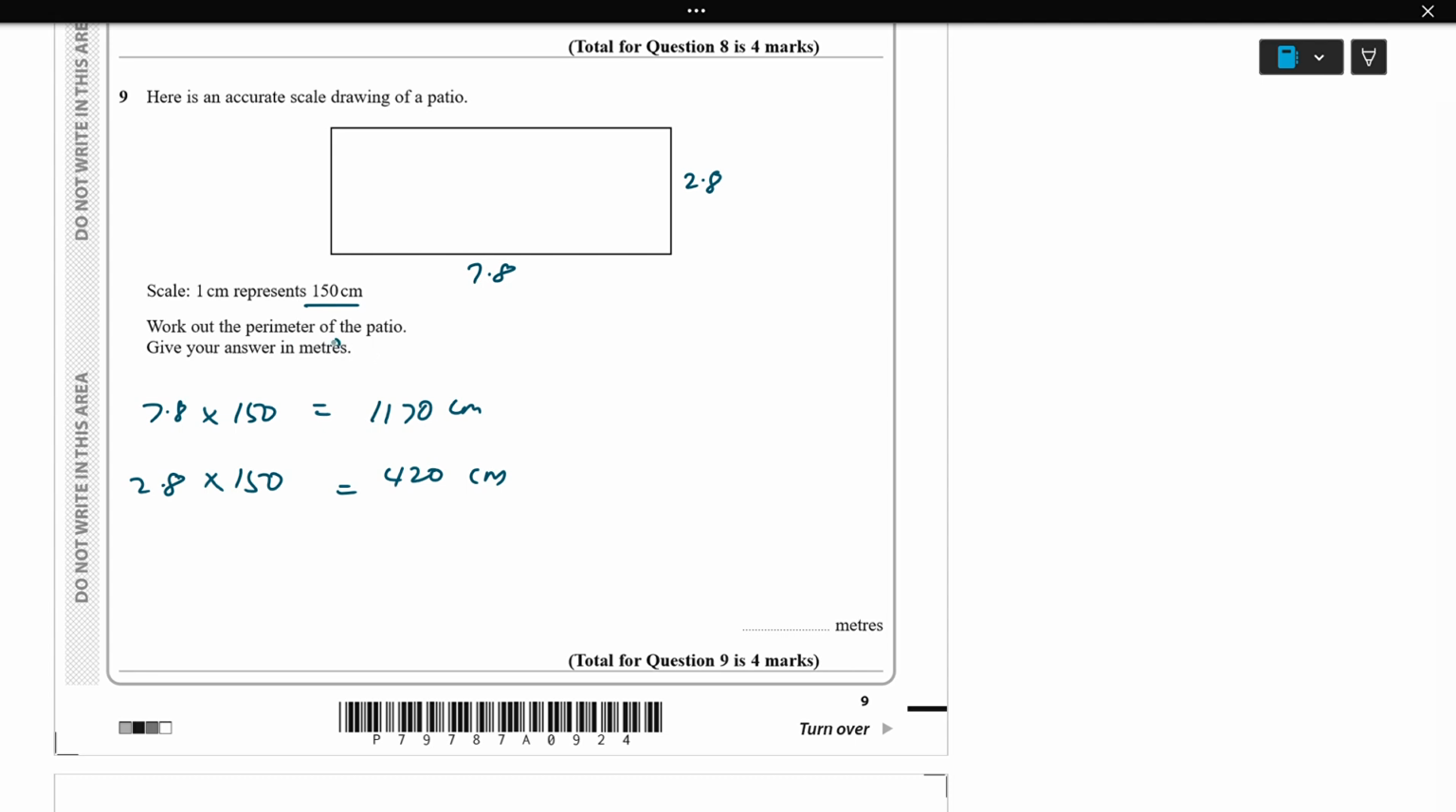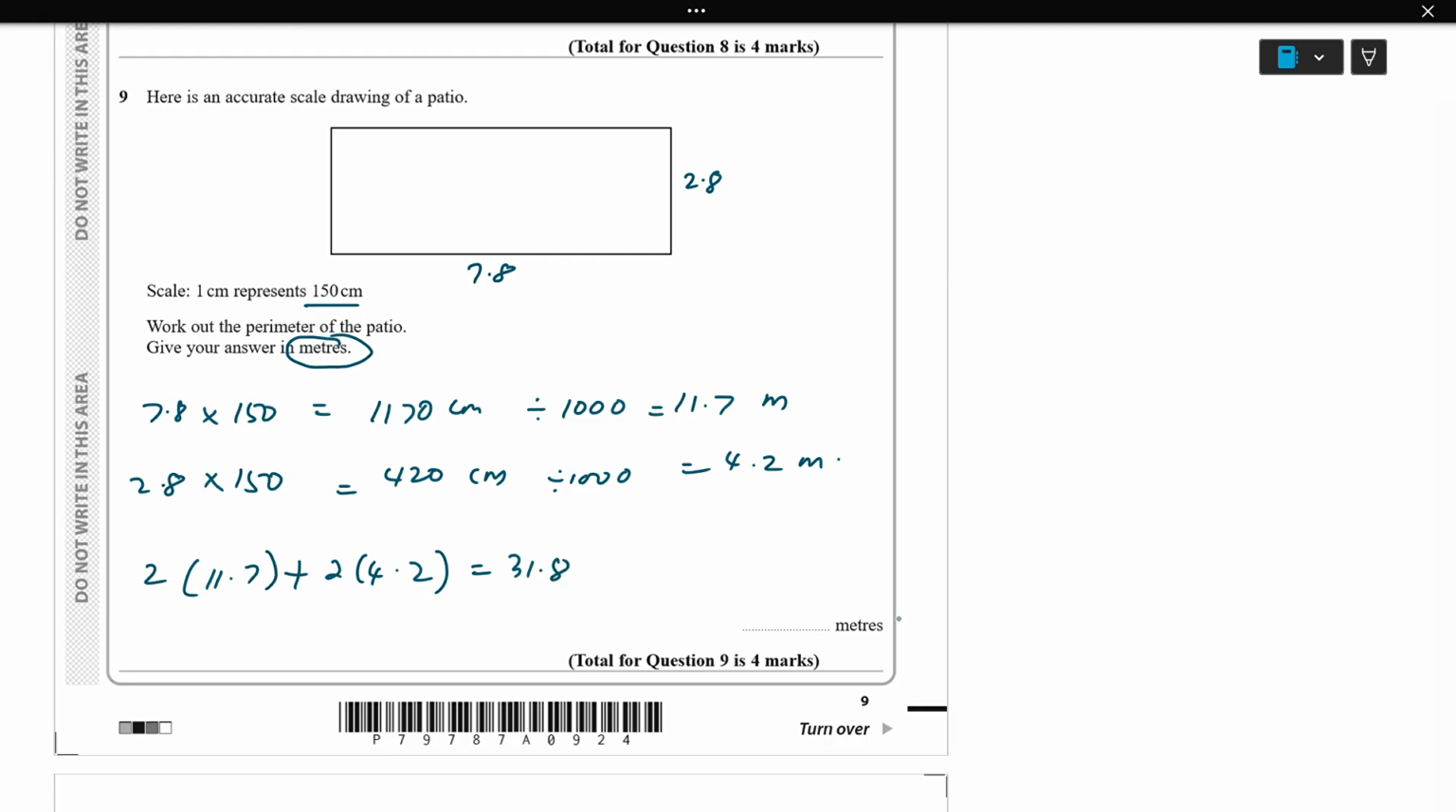But our answer we have to find in meters, so I'll change it to meters. Centimeter to meter, we have to divide by 100, which is 11.7. Here also we have to divide by 100. This is meters, which is equal to 4.2 meters. Now we need to find the perimeter. Perimeter is 2 times length plus 2 times breadth, so 2 times 11.7 plus 2 times 4.2. The answer is going to be 31.8. So a bit more also, no problem. The answer range will be 31.8 to 34.2. Between that, if you write any answer, your answer must be right.